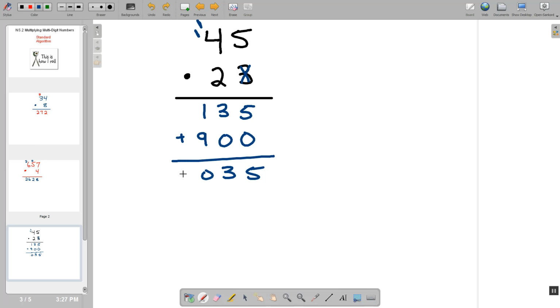So this is 0 and then goes into the thousands place. So 45 times 23 is 1,035.